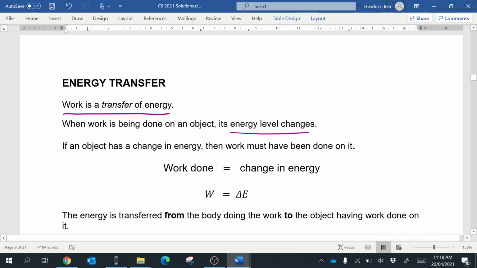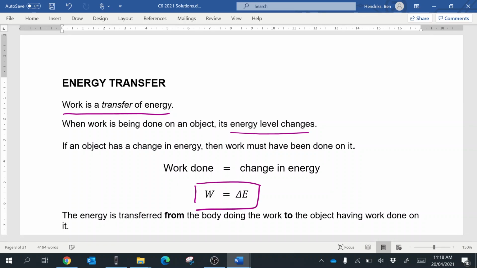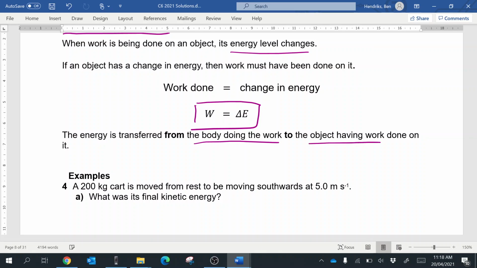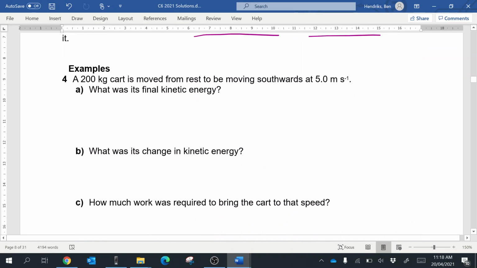So if we throw something across the room and we've given it some velocity, then that kinetic energy had to come from somewhere. We provide the work, so we did some work on that object if we threw something. And that work done is equal to the change in energy. Okay, so if an object starts going faster, it had to have had some work done to it, and some energy must have been transferred from the body doing work to the object having work done on it. So if we throw a ball, we have done work on the ball. Okay. For example, let's have a look at this example now.